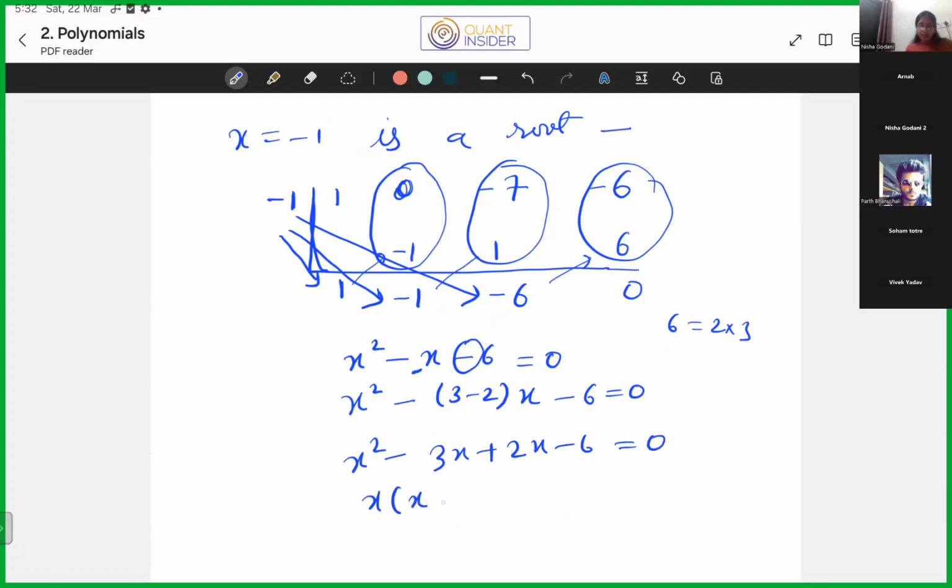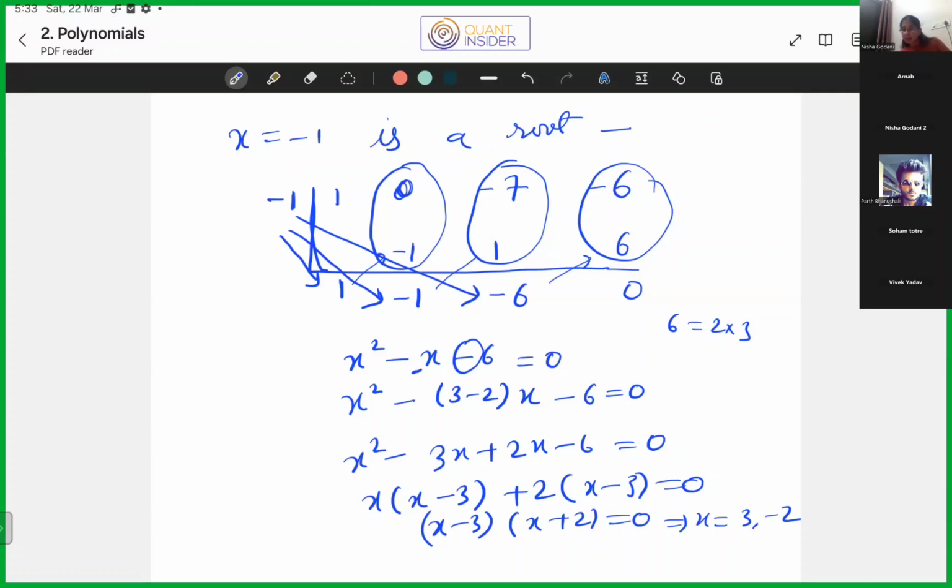Taking x common, x minus 3 plus 2 times x minus 3 equal to 0. So you have x minus 3 and x plus 2 equal to 0. This gives x equal to 3 and minus 2. Yes, Vicky, you are right. So many of you have written the answer. So the roots are minus 1, minus 2 and 3.